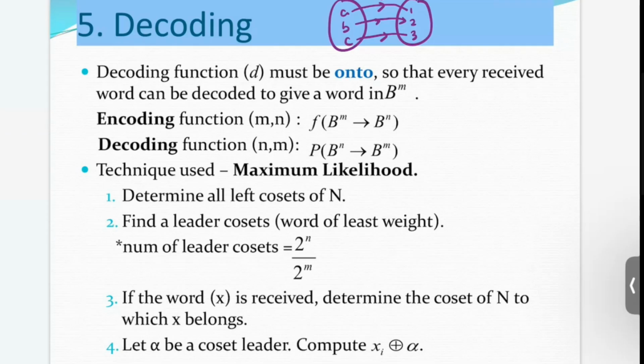If you have, let's say, 4, and 4 is not mapped from the domain, then this is not onto, right? This is one to one, but not onto. I hope you still remember.